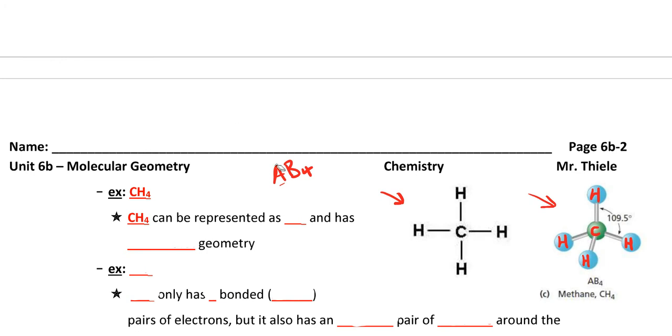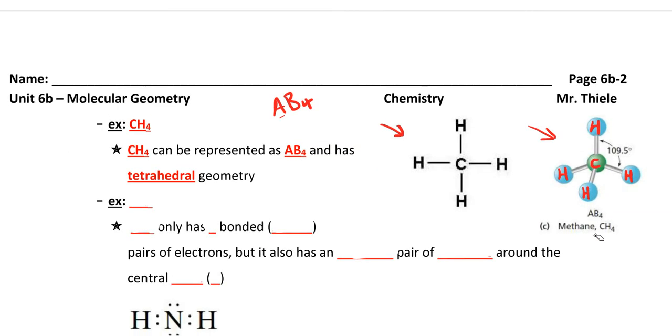So you see here that CH4 can be represented as AB4, and this is a different kind of geometry. This is called tetrahedral geometry. This particular geometry is called tetrahedral, where we have one central atom with 4 atoms bound to it and no unshared pairs of electrons. Next example, NH3. Now, NH3 has only 3 bonded pairs of electrons, or shared pairs of electrons.